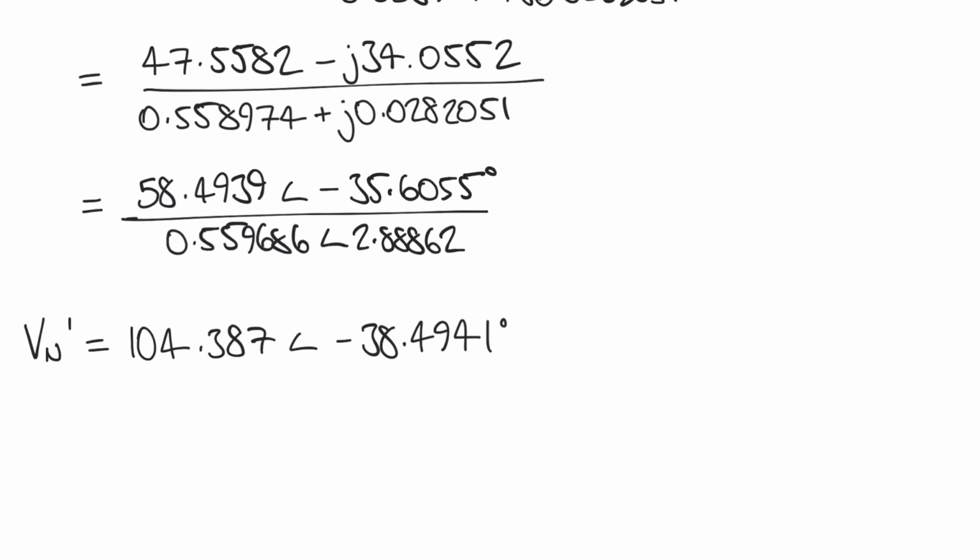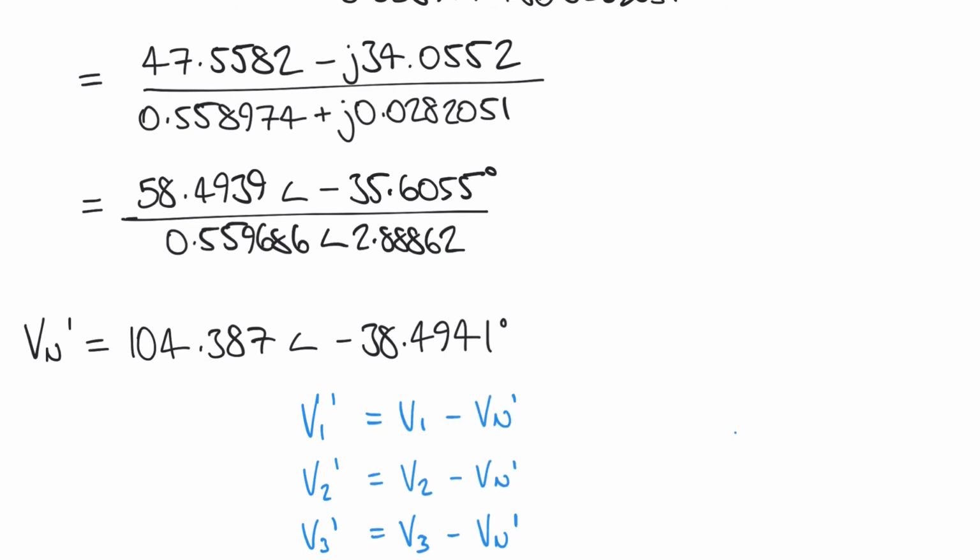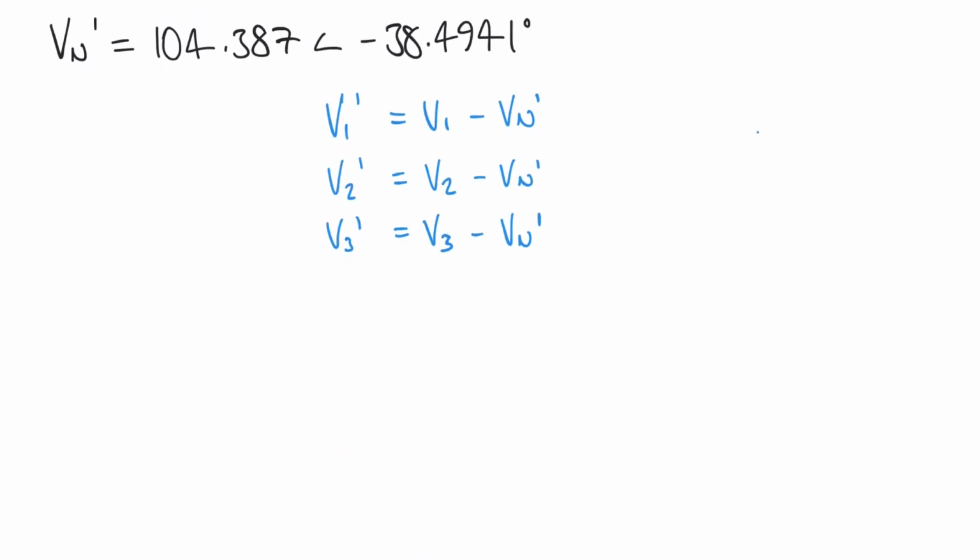Okay, so now that we know the value of Vn dash, our displaced neutral voltage, we can work out the voltage across each of our load phases, Z1, Z2 and Z3. Earlier on we called these V1 dash, V2 dash and V3 dash, and we said that these were the difference between the applied voltages V1, V2 and V3, in each case minus Vn dash. So we're calculating these relative to this new displaced neutral voltage. Let's put these into practice. V1 dash is equal to V1 minus Vn dash.